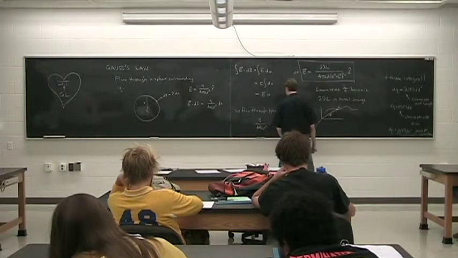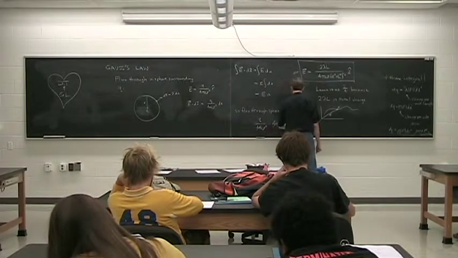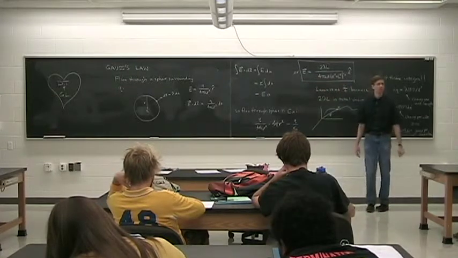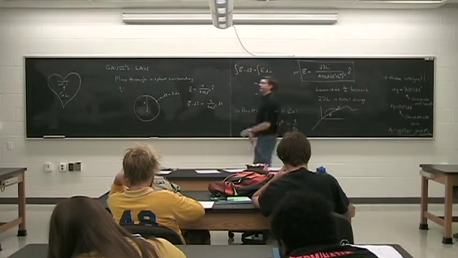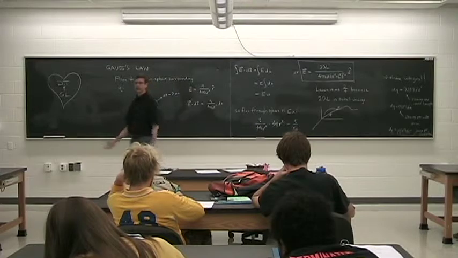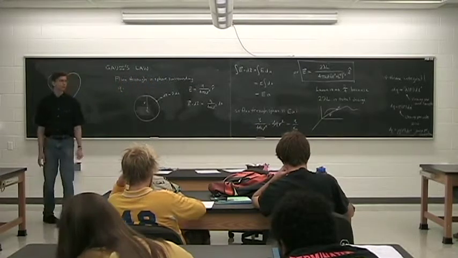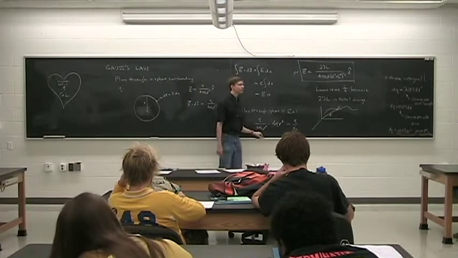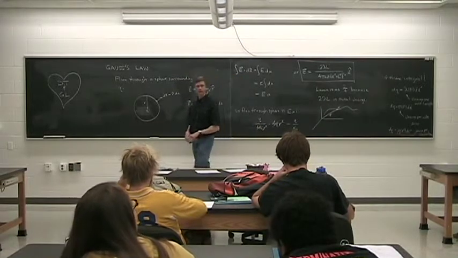Hey, look, the 4 pi's cancel. The r squared's cancel, so you just get Q divided by epsilon naught, independent of the radius of the sphere. So that's very suggestive. No matter what the radius of the sphere is, the flux through it is always Q over epsilon naught for a charge at the center.